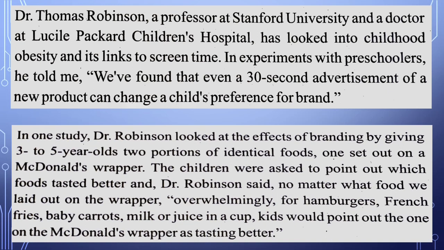So, dear students, what they did, they took some fast foods from the same place, same product, and one product was wrapped in a normal wrapper, and the second product was wrapped in a McDonald's wrapper. So these products were given to children of the age between 3 to 5 years old, and after consuming that product, Dr. Robinson asked them which food was tasting better. So in spite of giving them healthy foods, the children opted for the food which was wrapped in the McDonald's wrapper, and they said that this particular food tasted better.